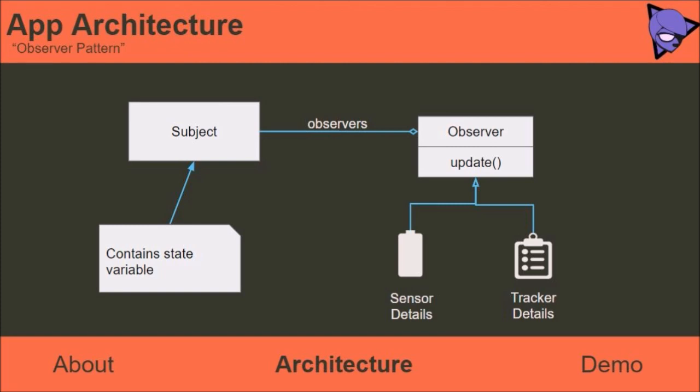Whenever the state gets changed, the observers get notified, and the observers then update their UI components. In our case, the observers are the sensors page and the trackers page. This pattern allowed me to make manipulations on all the UI components of the application by simply making changes to the app state.